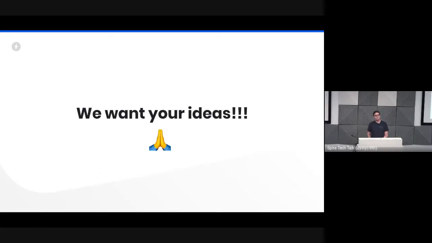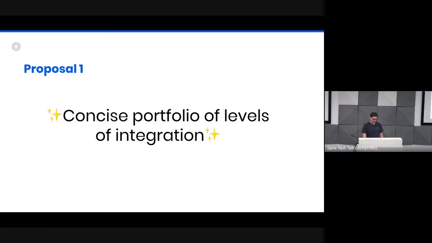Okay, so hopefully now you understand a little bit about the problem we're facing. I want to make it clear this is very much a work in progress. We have some ideas, but we want your feedback on these things. So a couple of the ideas we have, call this proposal 1. It's really one idea with 2 parts, but concise portfolio of levels of integration. It's kind of a mouthful.